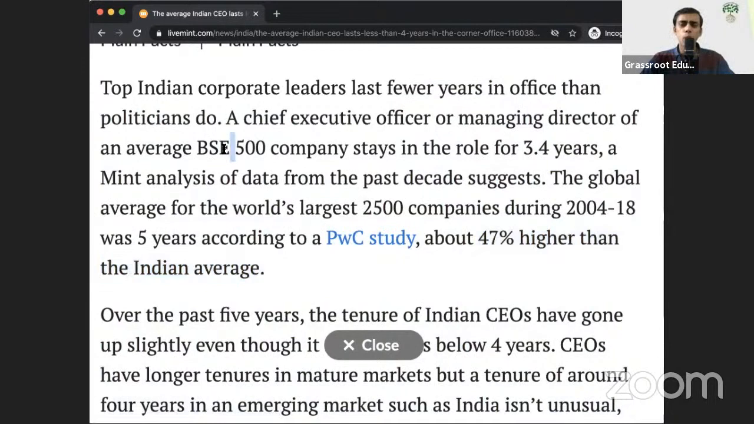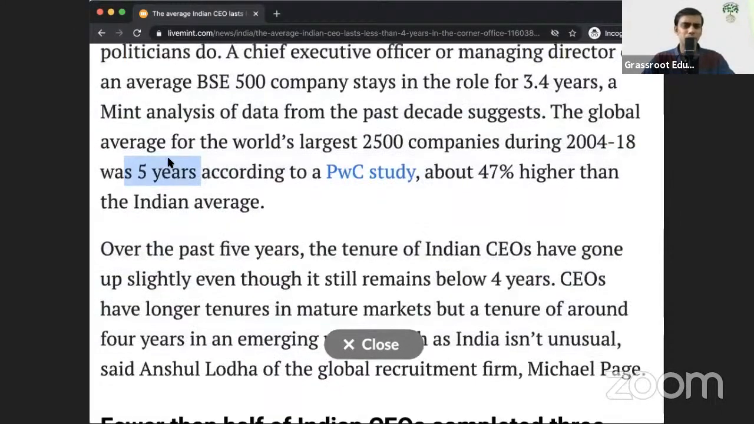So BSE means Bombay Stock Exchange, right? So for all the companies that are listed on the Bombay Stock Exchange, I think 500 top companies or something of that sort, the average is only 3.4 years. So a CEO is holding his or her office only for 3.4 years, whereas globally the average is 5 years. So in India, something is happening due to which the CEOs are leaving too quickly. So let's see what exactly that is.